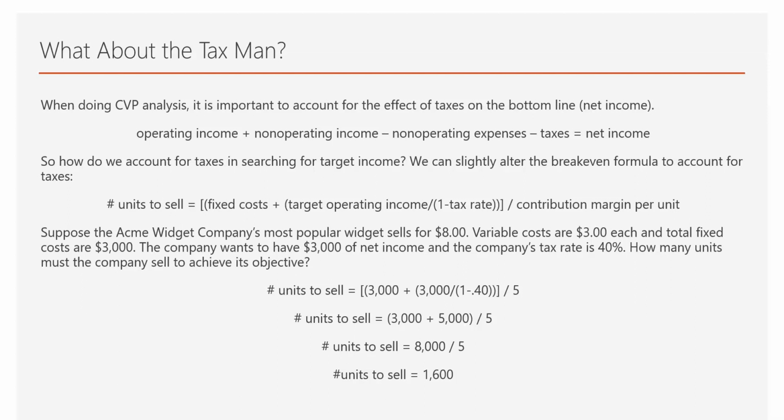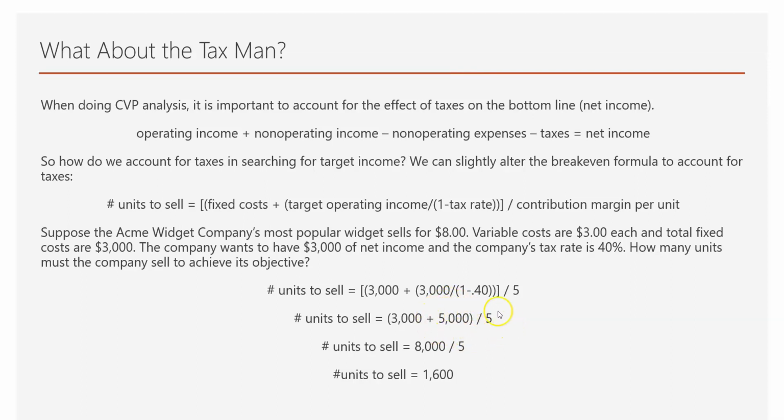So again, let me go through this here. 3,000 divided by 1 minus 0.40, which would give me 0.6. So 3,000 divided by 0.6 is going to give me 5,000 here. So that's what this is right here. That 5,000 I got here, that's my desired operating income, because that's not taking into account taxes.